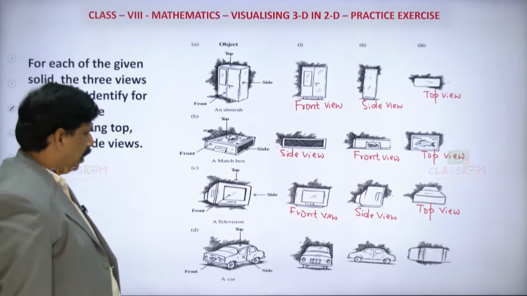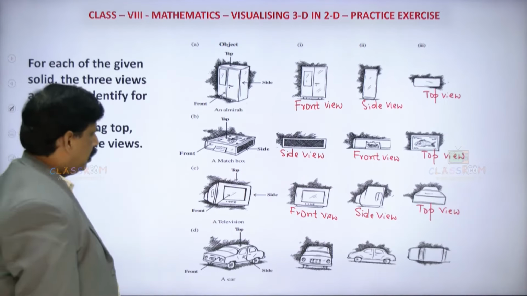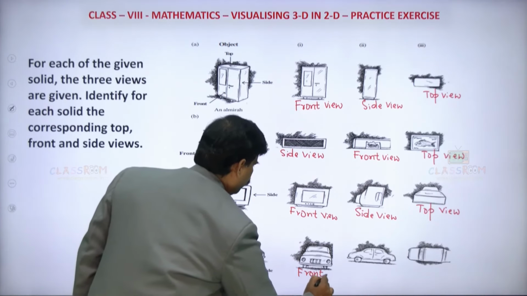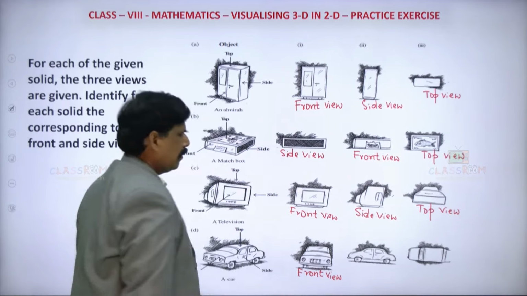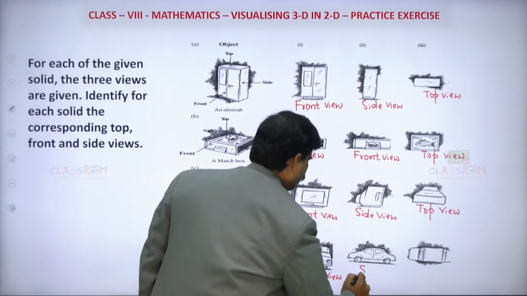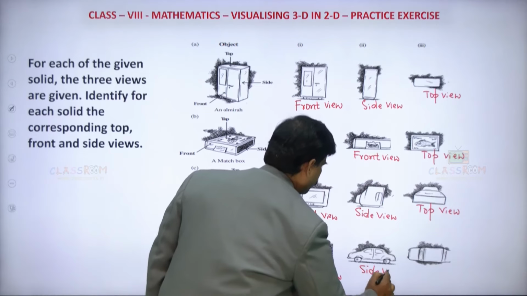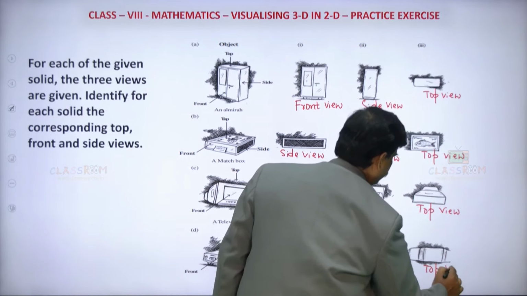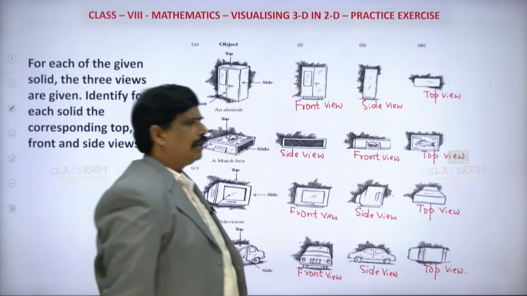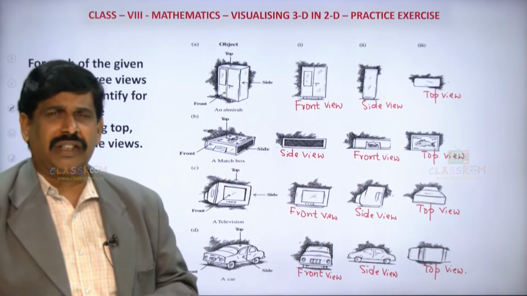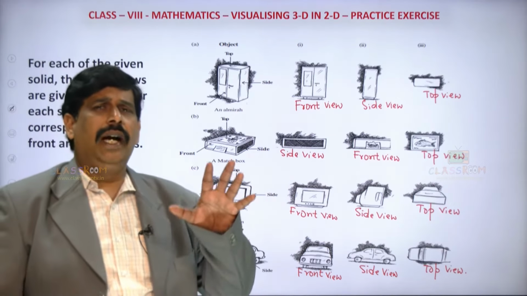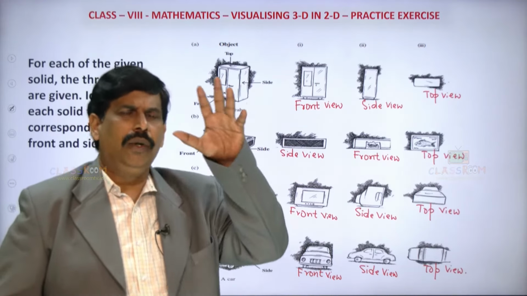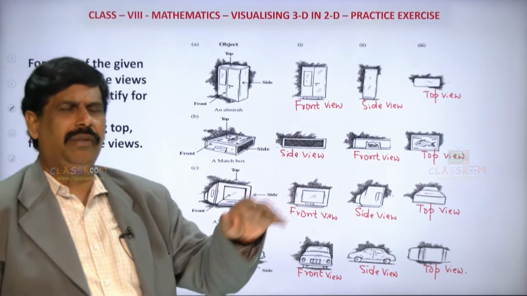Clear. And then there is a car given here. So this is a front view of the car. If we look from the front, the car appears like this. And this is a side view. And this is going to be the top view. Clear? So every solid, like a three-dimensional object, will have, when observed from three different positions like front, side and top, how they appear. So a few of the examples we have taken and we have explained.